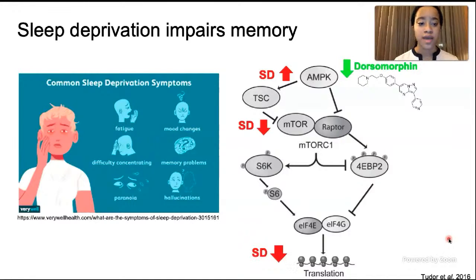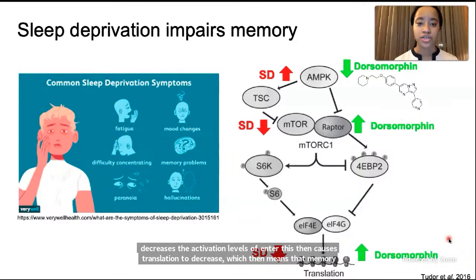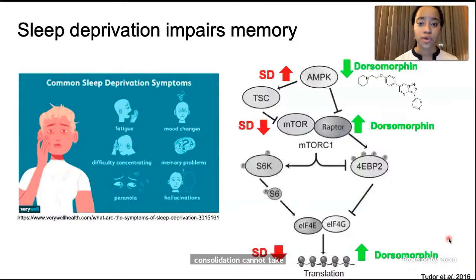Dorsomorphin is a selective AMPK inhibitor. This means that during sleep deprivation, it should attenuate levels of AMPK activation. This should allow mTOR activation levels to return to normal and protein translation, and therefore memory consolidation, to also return to normal.